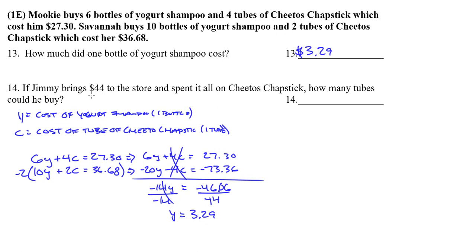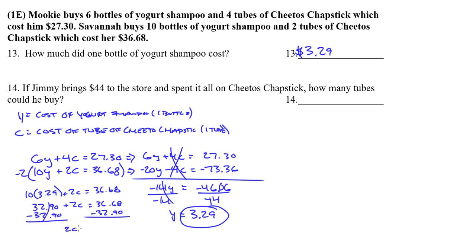And then 14 says if Jimmy brings $44 to the store and spends it all on Cheeto chapstick, how many tubes could he buy? So now we have to figure out how much a tube of Cheeto chapstick costs. We already figured out how much the yogurt costs, so now let's figure out the Cheeto chapstick. So let's plug this 3.29 in for one of these Y's up here. I'm going to plug it in for this second one that looks a little nicer. So 10 times 3.29 plus 2C equals 36.68. All right? That's 32.90 plus 2C is 36.68. So subtract 32.90 from both sides.